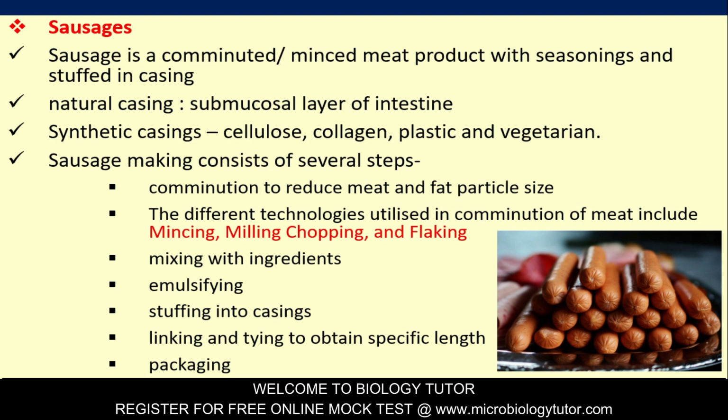Sausage making consists of several steps. Comminution to reduce meat and fat particle size. The different technologies utilized in comminution of meat include mincing, milling, chopping, and flaking. Mixing with ingredients and then emulsifying, stuffing into casings, and linking and tying to obtain specific length. Next, after all, packaging.